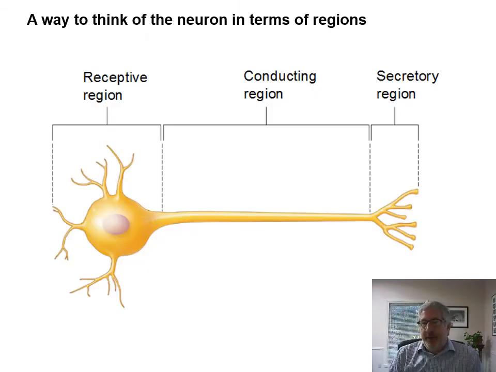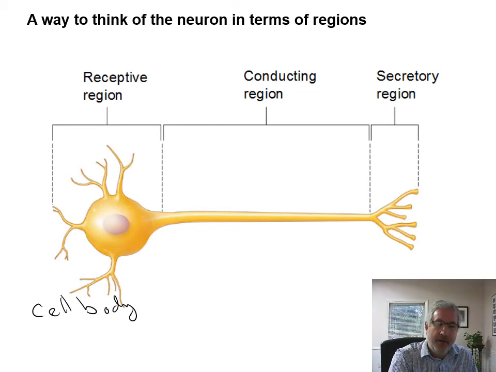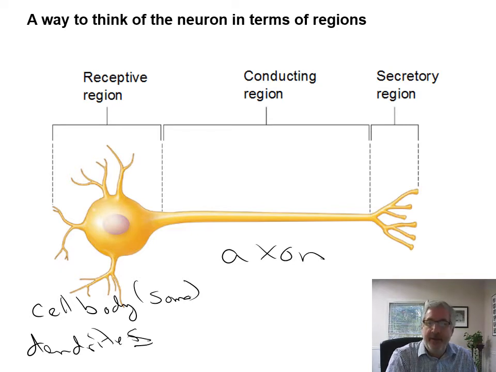And one other thing to point out, you can think of the neuron in terms of regions. I'll just give you this concept. There's a receptive region where it receives the signals, so that's where all the dendrites are, and then the conducting region where the axon is. So this is where the cell body, the soma, and the dendrites are all here. Here's the axon here. And then we have the axon terminals.